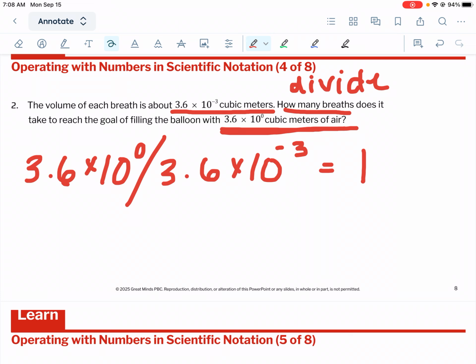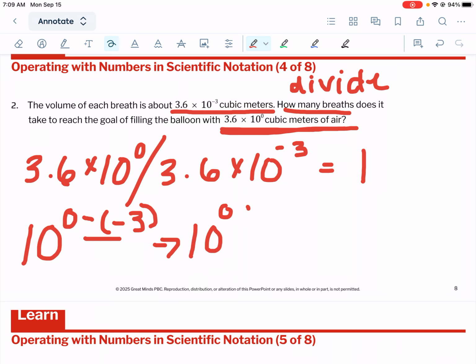And if I'm going to divide with like bases, then all we need to do is subtract our exponents. Okay? We have a double negative here. We can't have that. Double negatives always result in either positives or addition. So that'll give us 10 to the 0 plus 3. Then that gives us 10 to the 3. Okay? And we're just going to pop that up here.